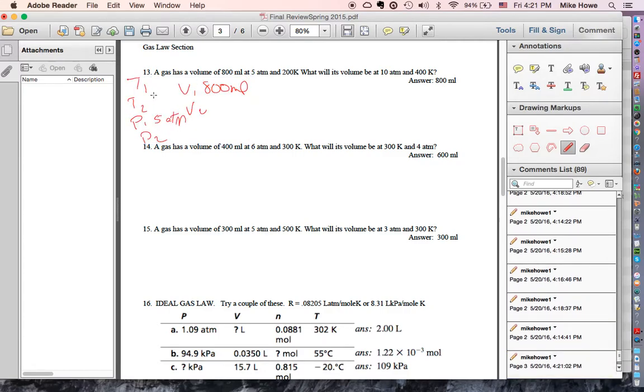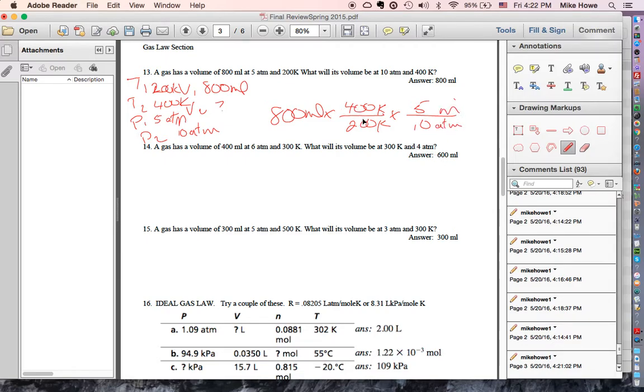I got 5 atmospheres. And temperature T1 is 200 K. T2 is 400 K. P2 is 10 atmospheres. V2 we don't know. So you start with your 800 milliliters. You know that temperature is going up, so that should make the volume get bigger, so you'd put 400 over 200. You know that pressure is going up, so volume should get smaller, so you'd put 5 over 10. That'd make the volume get smaller.